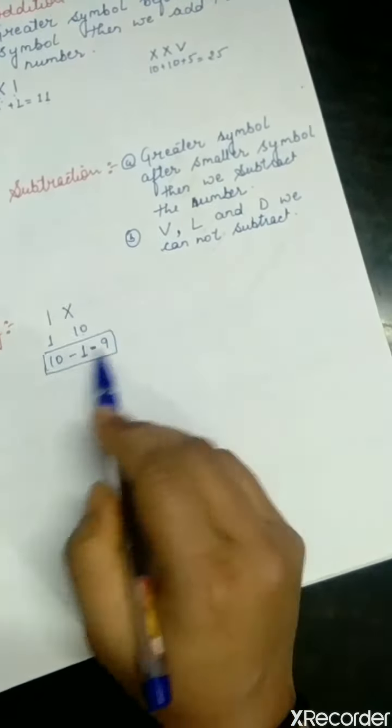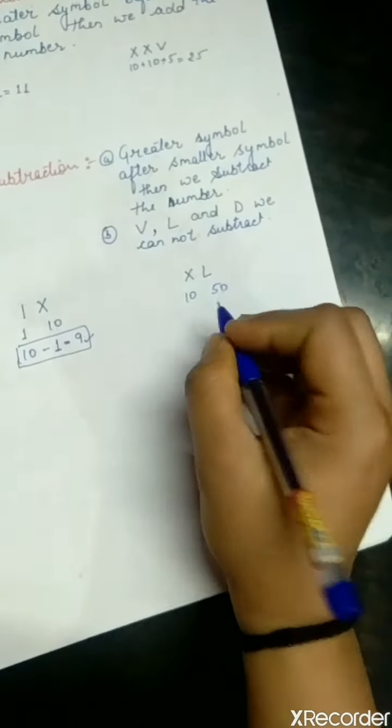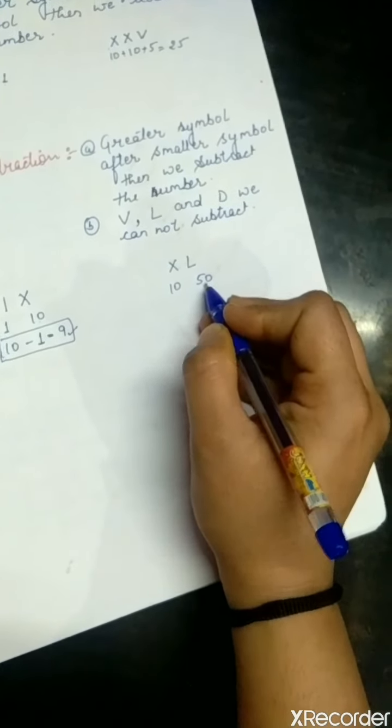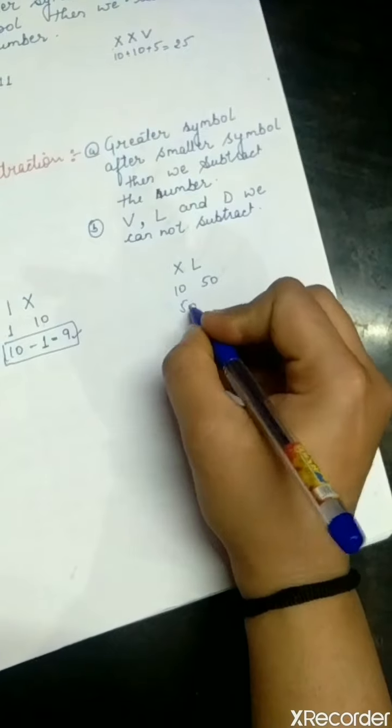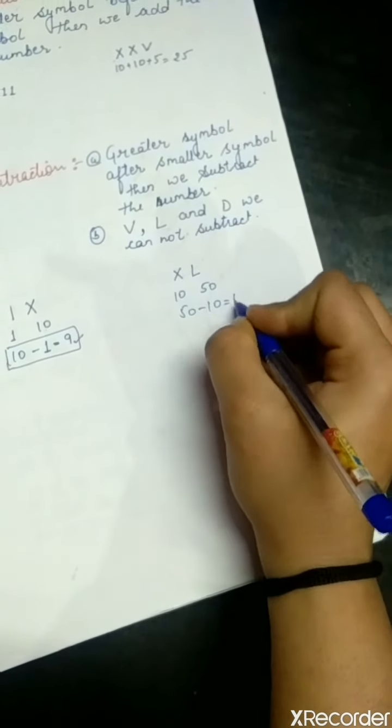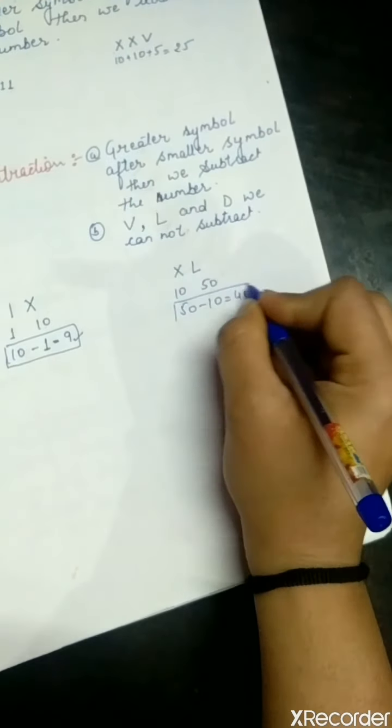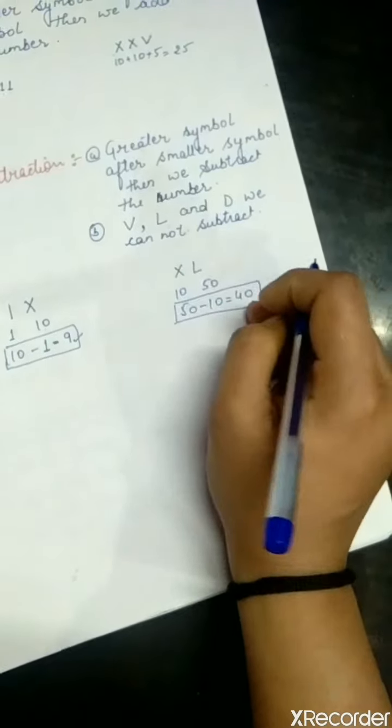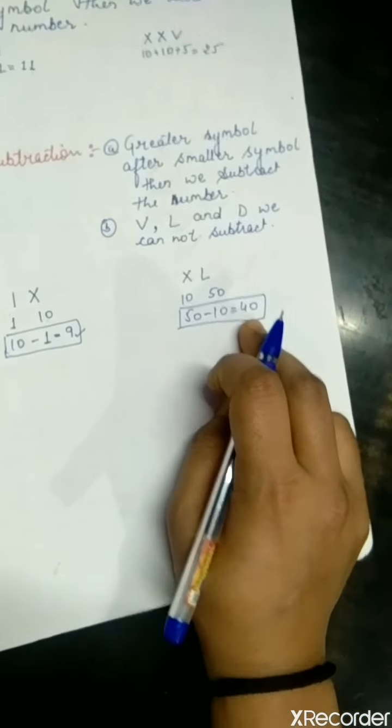Now the next question is XL. What is the meaning of XL? X represents 10 and L represents 50. Again we will do the subtraction. How? It's 50 minus 10, it becomes 40. So XL represents 40. Very good.